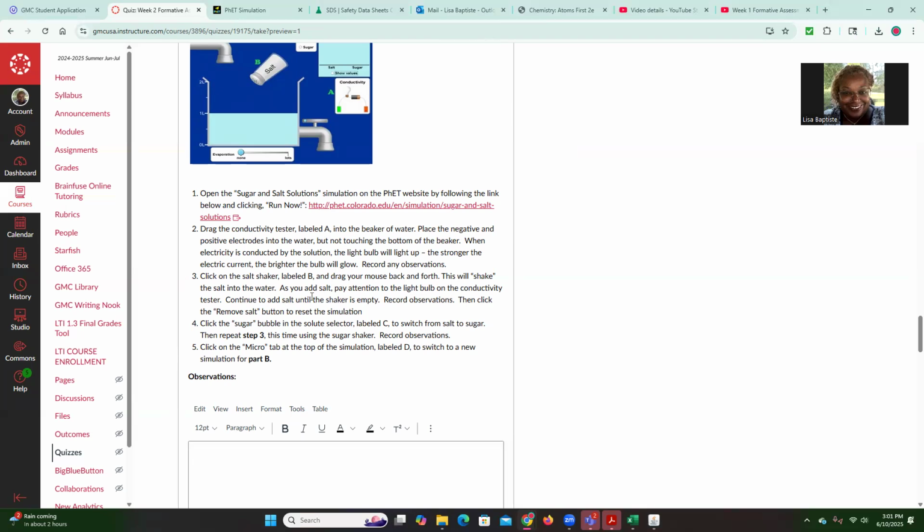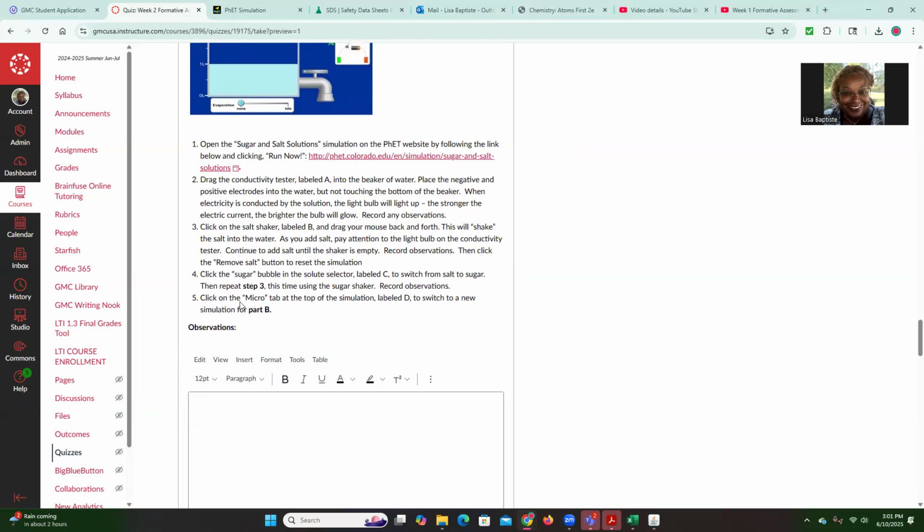As you add salt, pay attention to the light bulb on the conductivity tester. Continue to add salt until the shaker is empty. Record observations, then click remove the salt. Okay? You're going to do the same thing with the sugar.